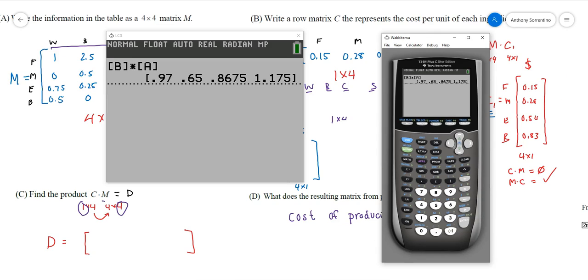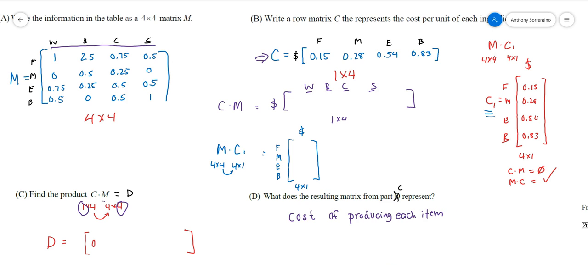So my answer for C times M, now I'm going to be able to put in what I have up here. That's going to be 0.97, 0.65, 0.8675, and 1.175. And again, recognizing based up here, this is going to be my dollar amount. This is going to be the white cake, the bread, the coffee cake, and the sugar cookies. And so now I can provide a little bit more detail to part D.